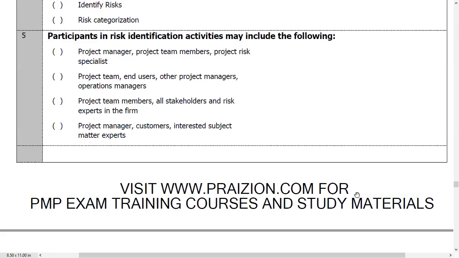All right, my friends. Well, let's call it a day here. It probably is very obvious to you that these all look very similar except for one word. And that keyword is all stakeholders, because all stakeholders encompasses everything here. Everything here falls under stakeholders. So the best option is option C. Project team members, all stakeholders, and risk experts in the firm. That is the one you want to choose because it is the best of all the options. It encapsulates everyone.